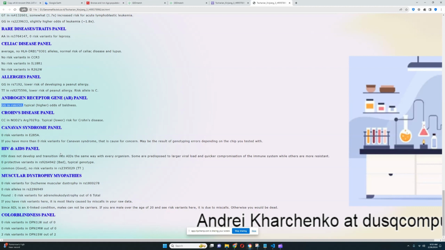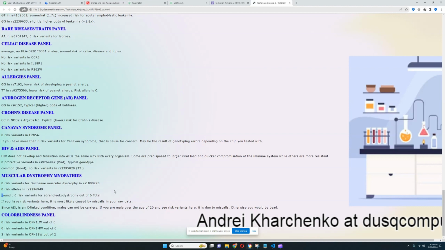Okay, and for the HIV and AIDS panel, it looks like he does not have any protective variants for HIV. So that's kind of bad. If he ever got HIV, his incubation period would be quite short because of that. Although there is one variation that plays a much larger role than this, and this is not present in the file, unfortunately.